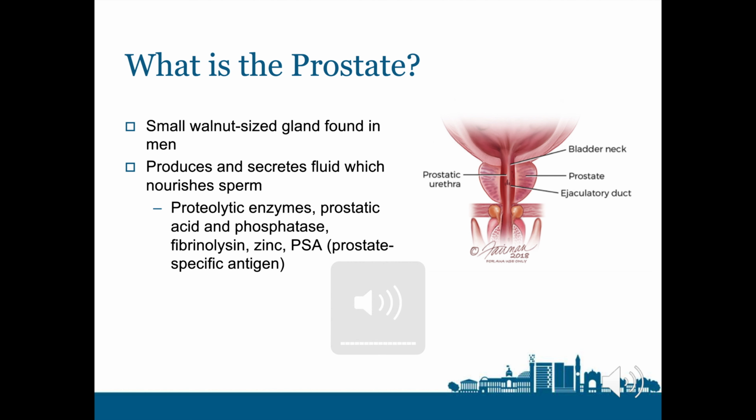We'll see that on the next slide. And together this forms semen, which is transmitted into the urethra via the ejaculatory ducts, which are two tiny holes, one either side of the midline of the prostatic urethra.